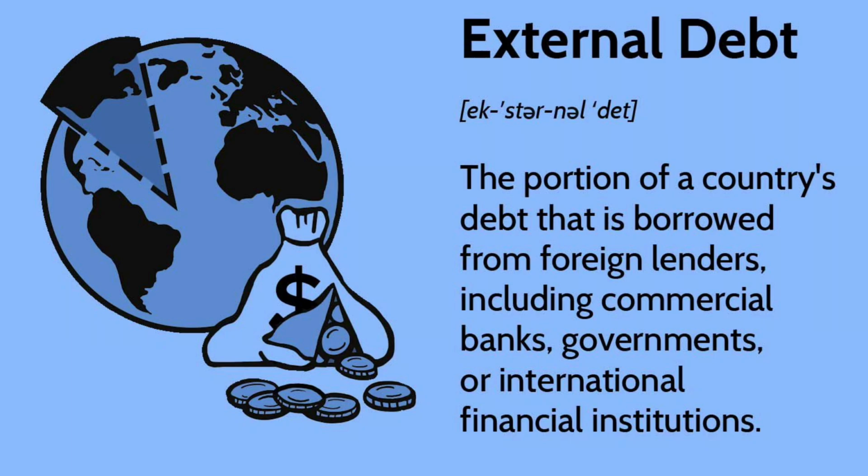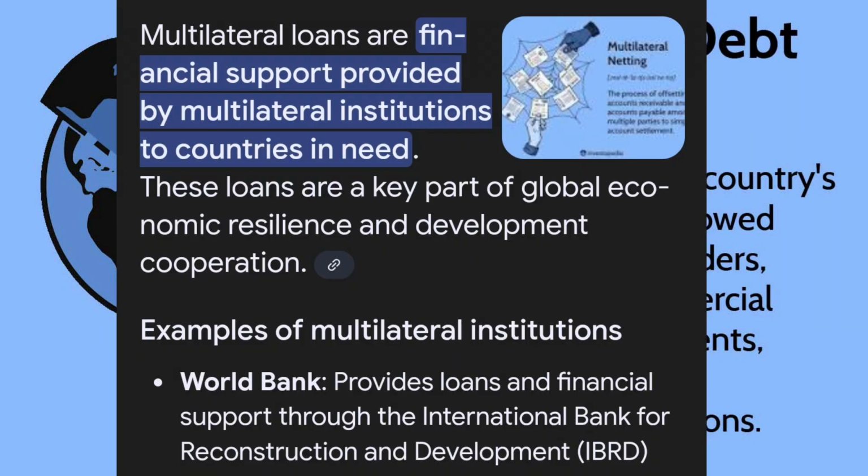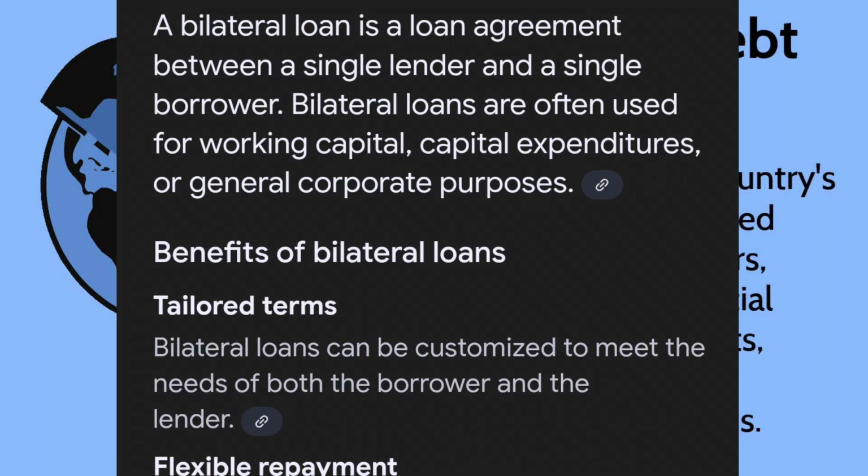External borrowings. Money borrowed from outside the country as loans and instruments is called external borrowings. They are classified as multilateral and bilateral loans. Multilateral loans. These are loans received from multilateral agencies like World Bank, International Monetary Fund, etc. Bilateral loans. These are loans received from foreign governments directly.